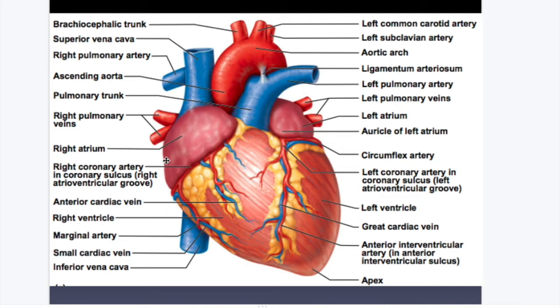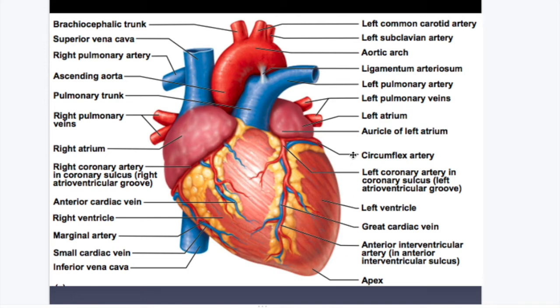You can see right here and right here, these are the top chambers of the heart. We call those the atrium. Each one is an atrium, or plural would be atria. So right here would be the right atrium. Here would be the left atrium. Inside down here would be the right ventricle. And then over here inside would be the left ventricle.